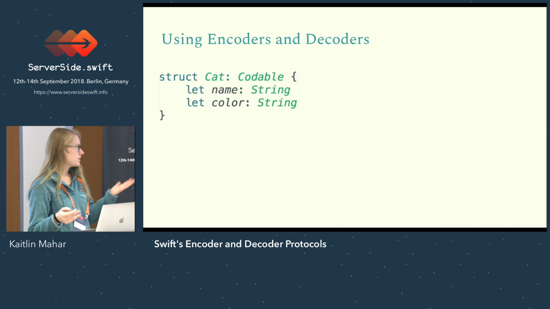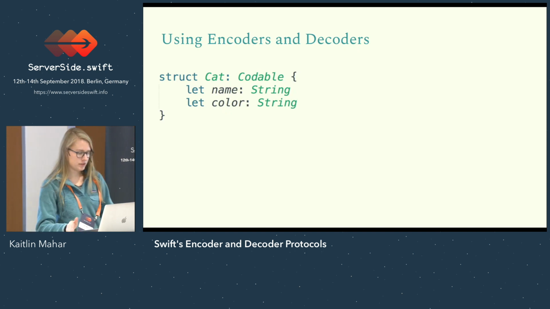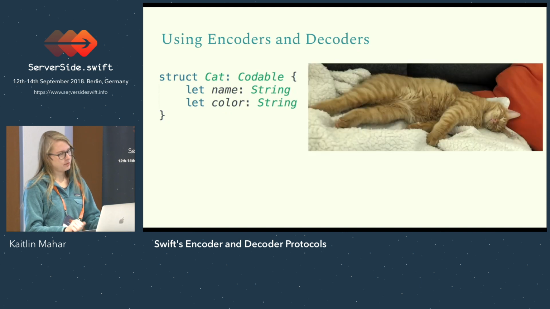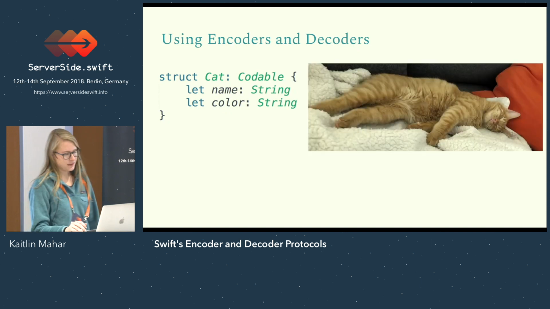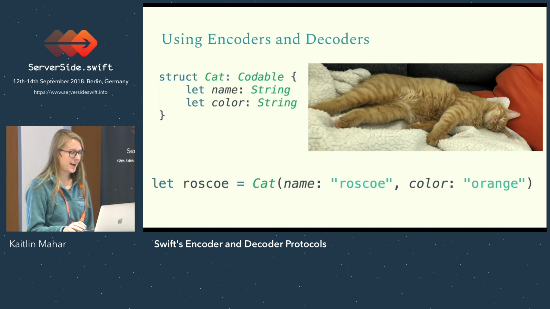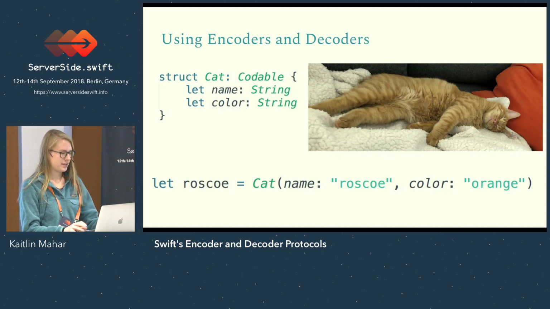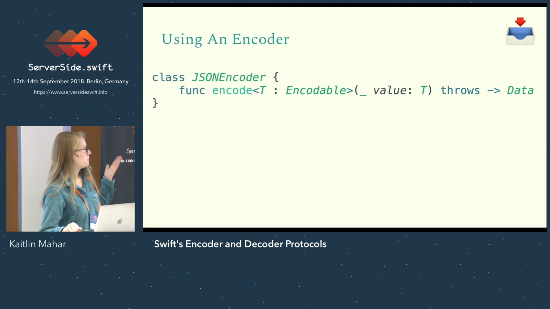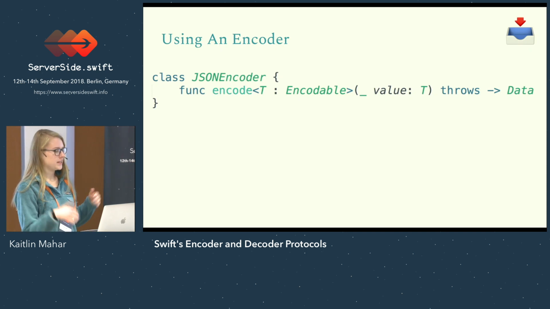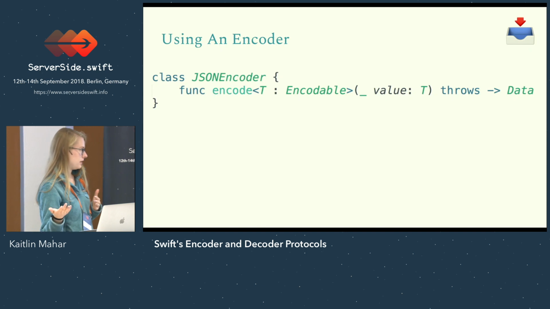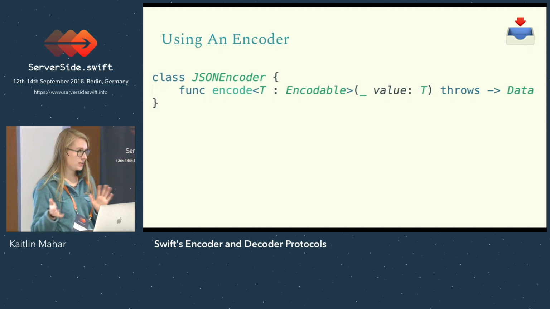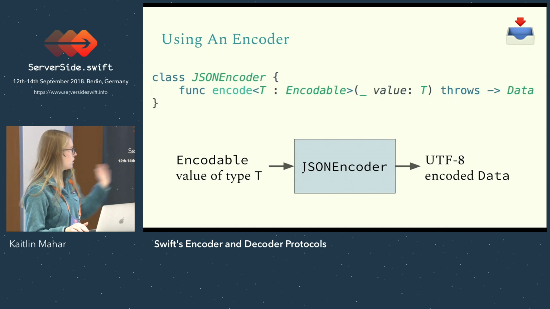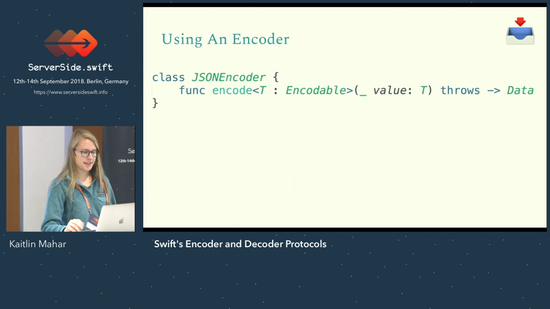If we want to use this struct with an encoder and decoder, we would do something like this. Let's create a cat. We'll make one for my cat, Roscoe, and we'll encode him using a JSON encoder. The public API to a JSON encoder looks pretty much like this. We just have this one method that takes an encodable value and gives us data, and that data is UTF-8 encoded. And so the flow of information is kind of like this.